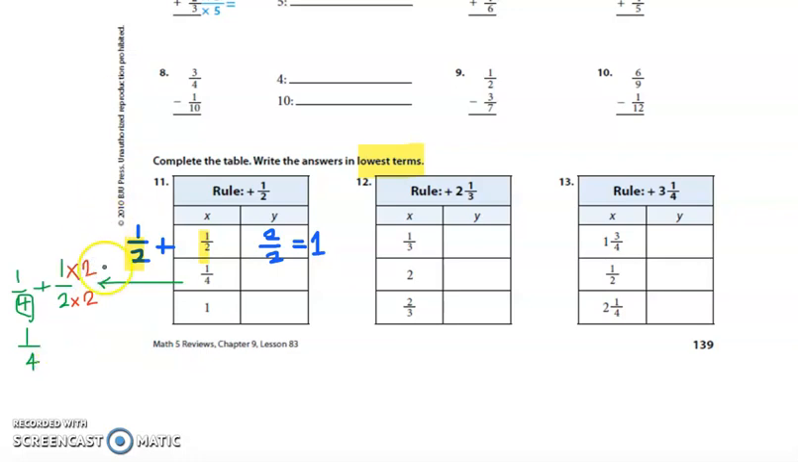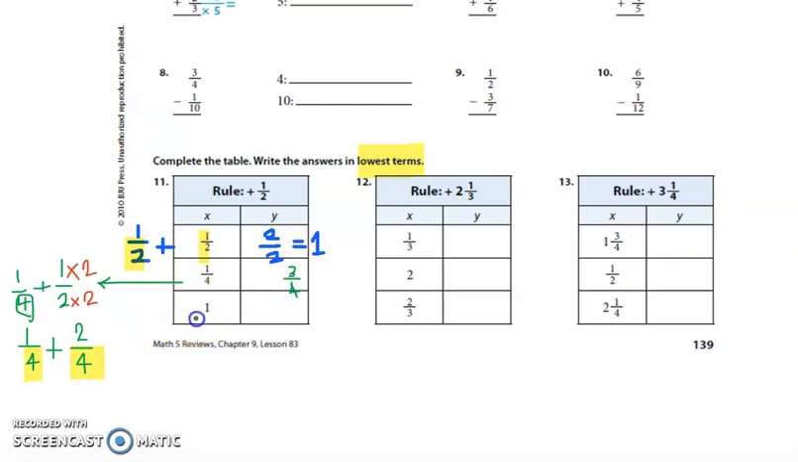So now they both have the same denominator, and 2 times 1 is 2. Now they have the same denominator. All we need to do is add the numerators. So the answer will be 3 over 4.